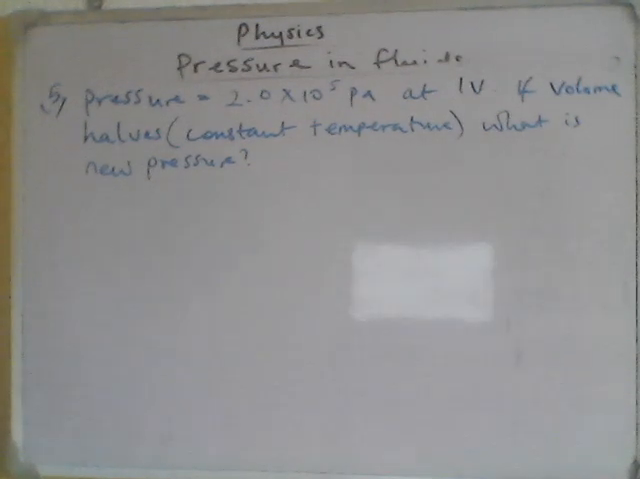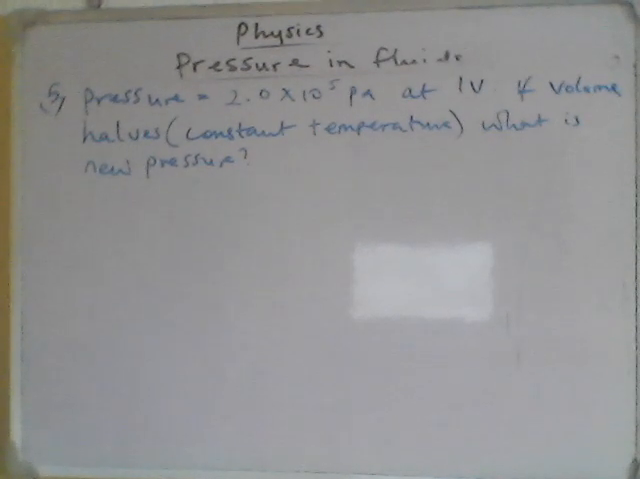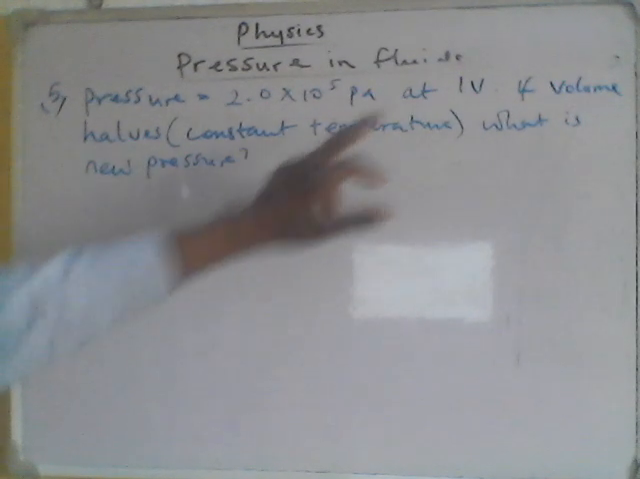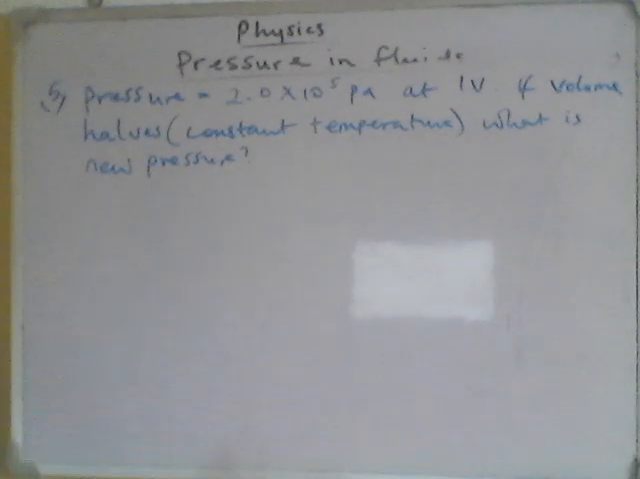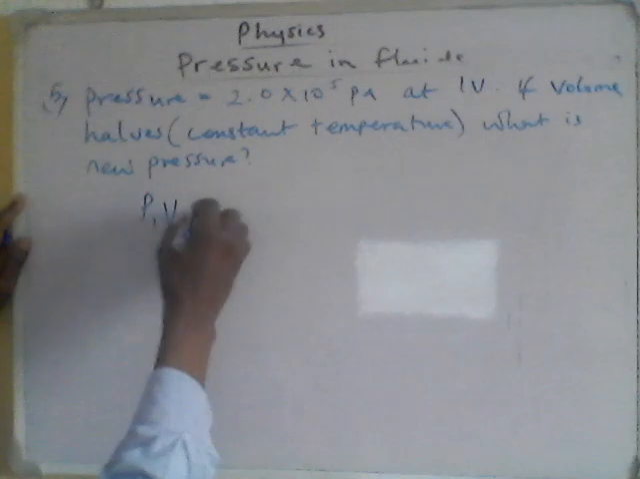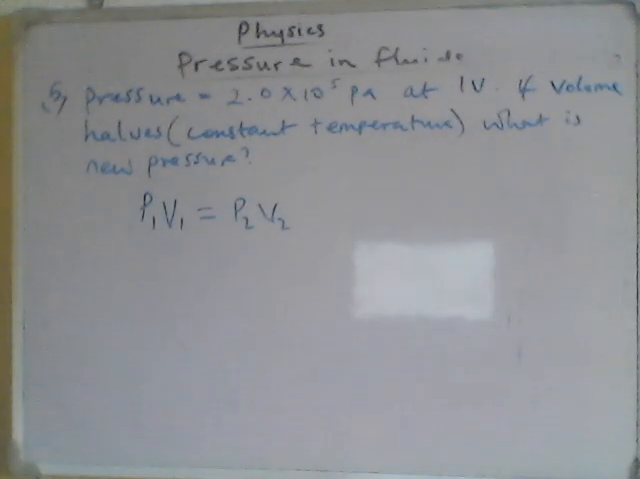Okay, so we have another question on the board. It says that pressure is 2.0 times 10 to the power 5 Pascal at one volume. If the volume halves, that is, if this one becomes half of itself at constant temperature, what is the new pressure? So this is a classic Boyle's law problem, which states that the initial pressure-volume combination is equal to the final pressure-volume combination at constant temperature.